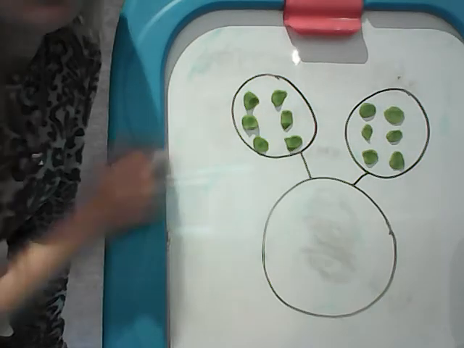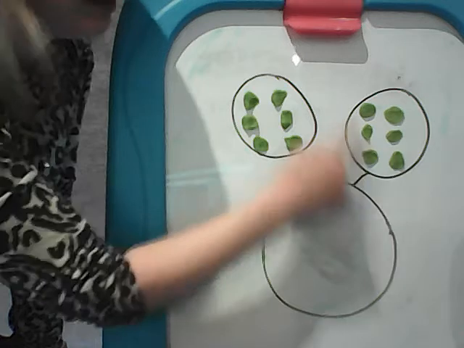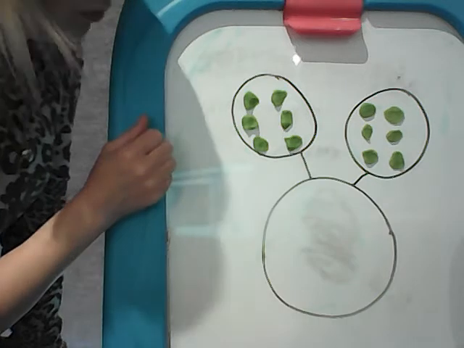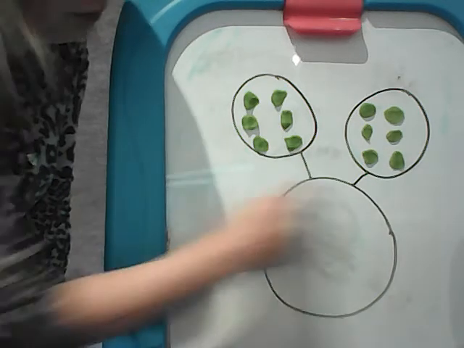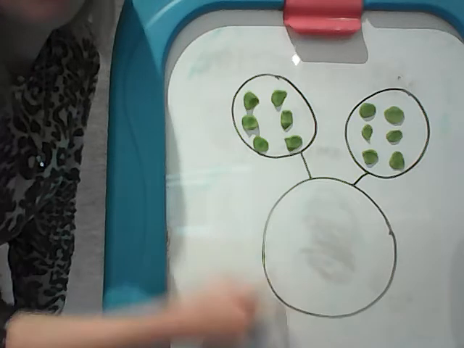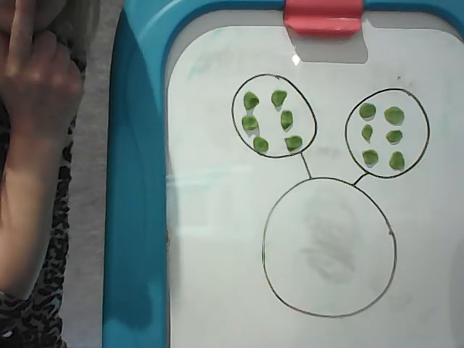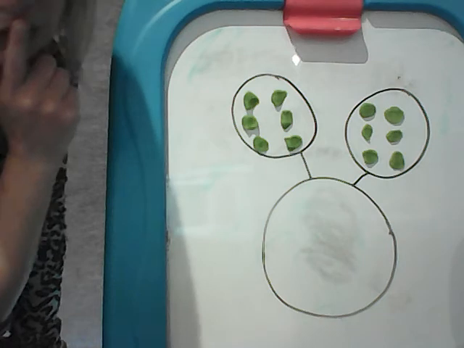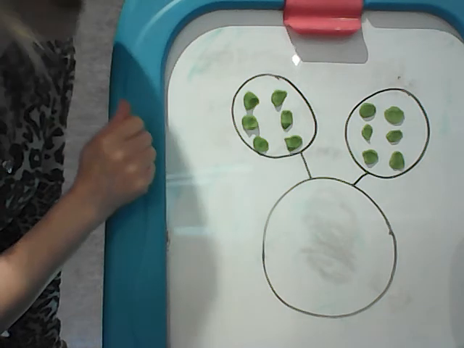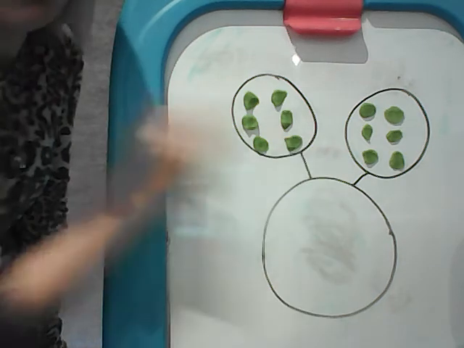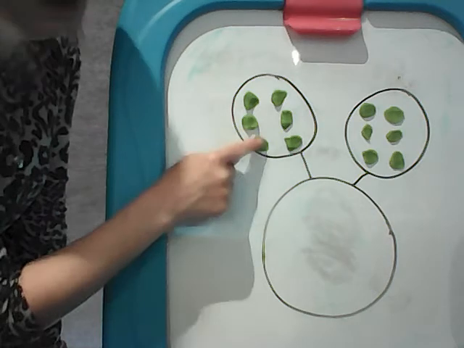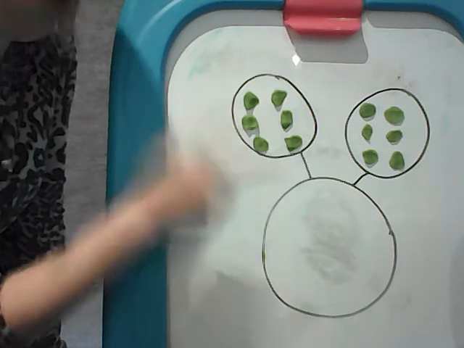We've got twice the amount. We've got the same amount again. So what do we need to do to find the whole or the total? Can you remember what we need to do? That's right. We need to count them to find the total. So we're going to count on, fantastic.